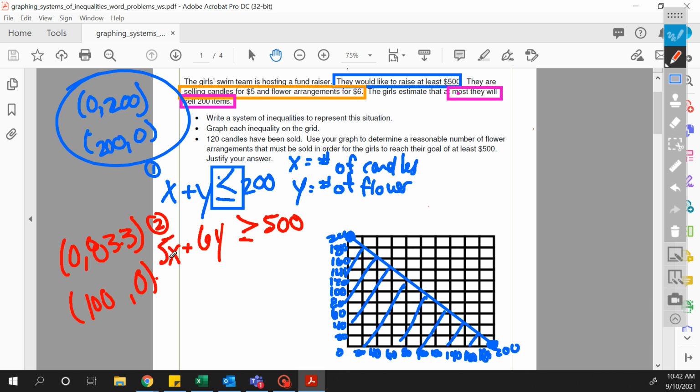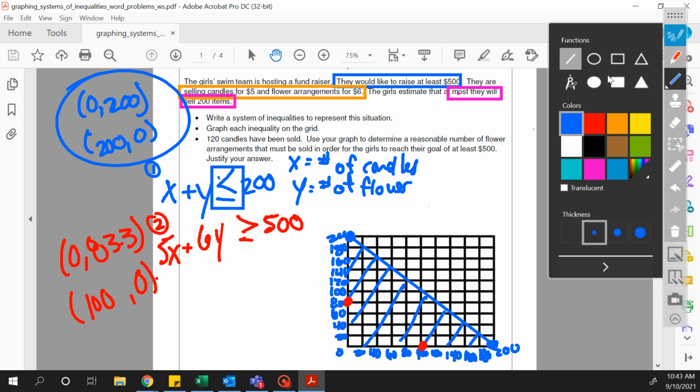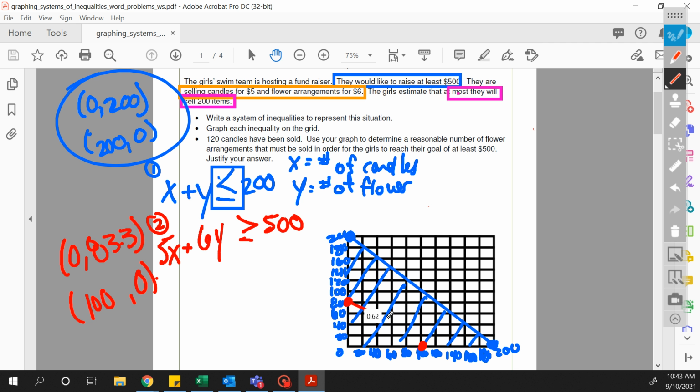Now I'm going to move to the second one. For the second one I have 0, 83.3, so I'm just going to put that right here at 0, 80. That's my first point. And then 100, 0 is right here. I'm going to connect those. And I'm going to look at the inequality symbol, which is a greater than symbol, so it's going to be shaded above. Now, it's shaded above like this.